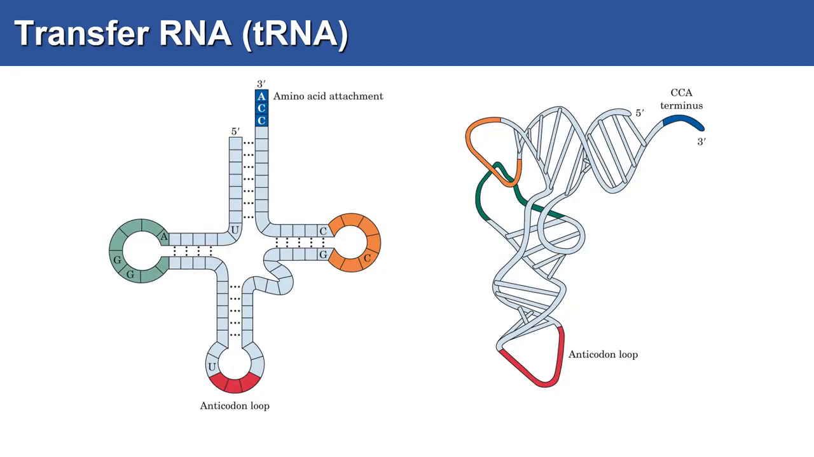tRNA, again, this is the structure, and this three-dimensional structure doesn't really do it justice. Important elements of the RNA are the anticodon loop, and the CCA terminus where the amino acid attaches. This tRNA brings the amino acid into the ribosome, and it hybridizes to the mRNA at the anticodon loop. Then once it hybridizes, you add the amino acid to the growing polypeptide.